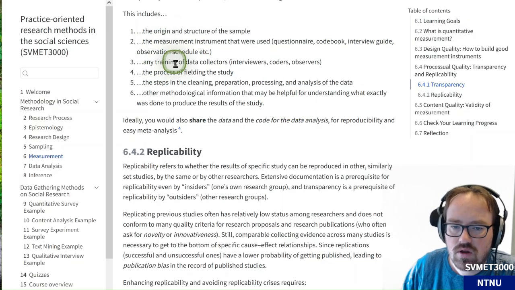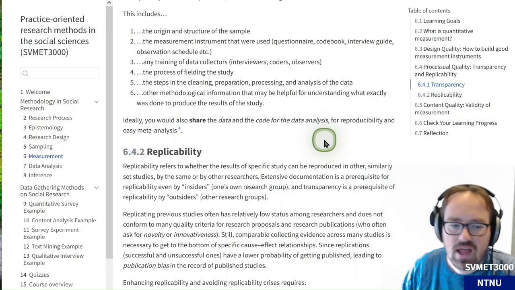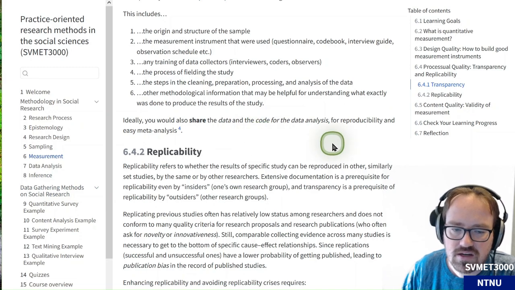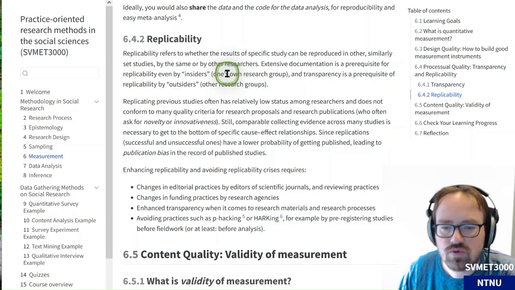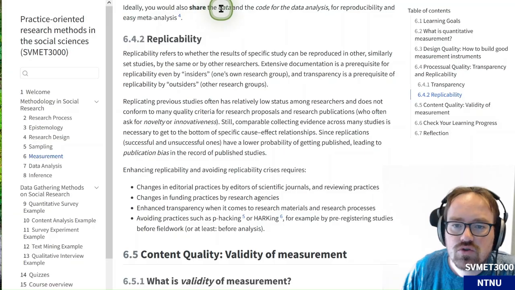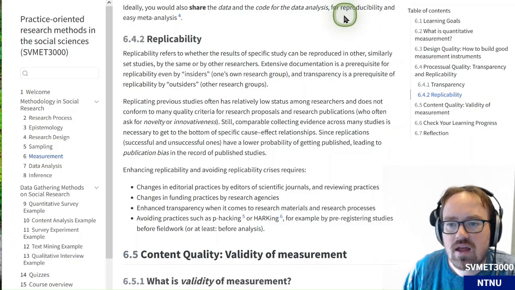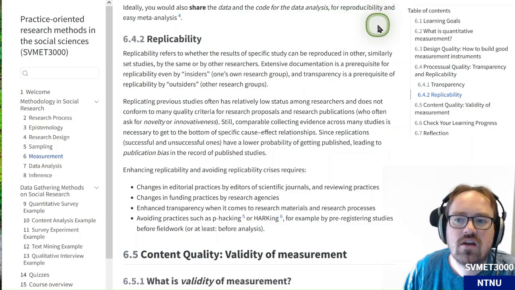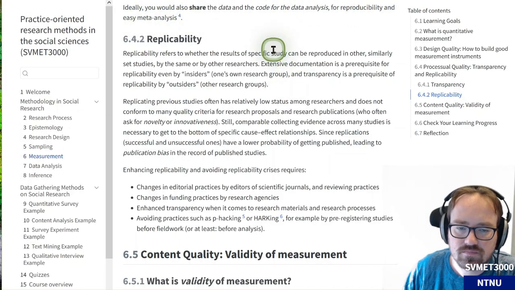This will be the core questions that this will have to answer, besides the general structure of the design and the specific data gathering method that has been used. Okay, and ideally, though it's too much to include with the publication or the report itself, you would usually try to share the data and the code for data analysis in an online repository for research data, particularly for reproducibility and easy meta-analysis.